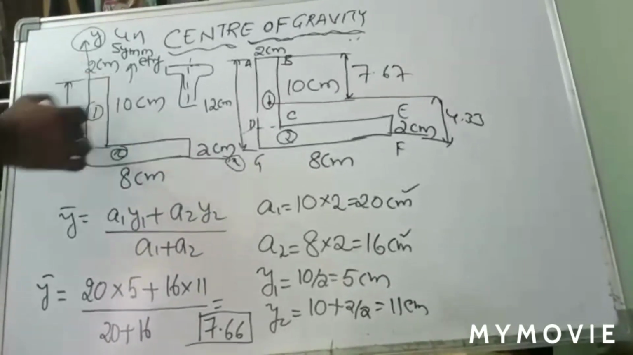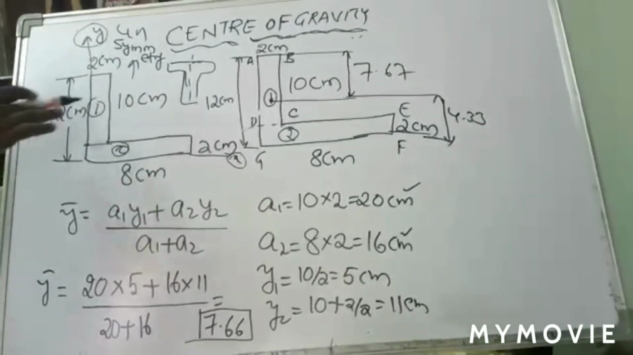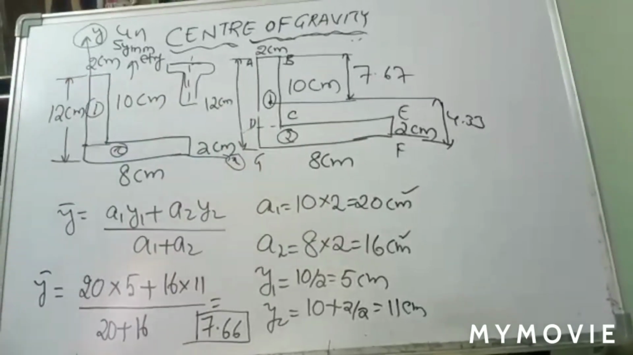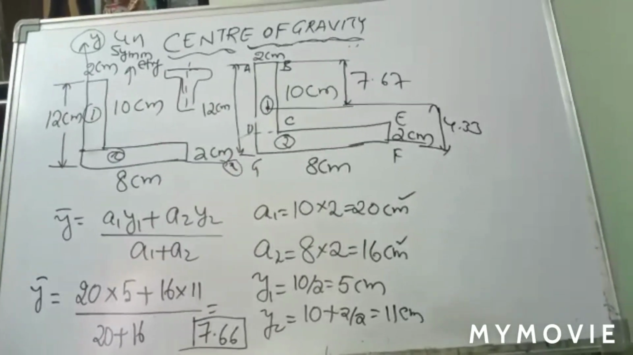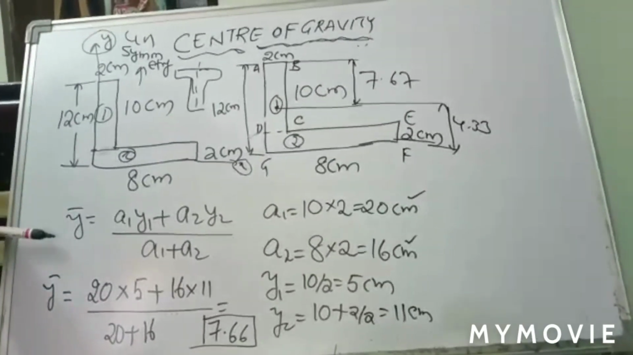Why? Because both are rectangle blocks. It is very easy for you to calculate. Right. So this is the first part and this is the second part. So I have already located the first part and second part of this L section. Right. Now here I am considering only the y axis.